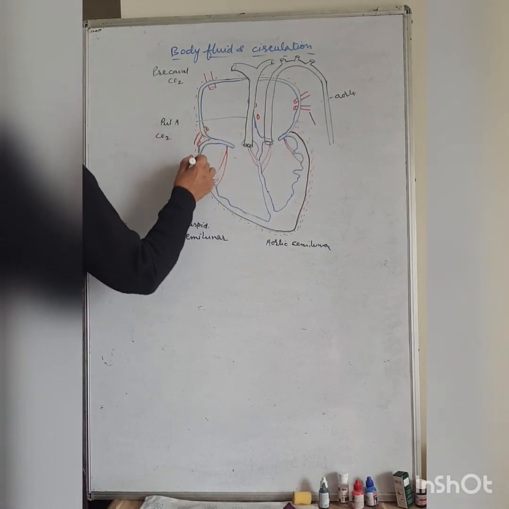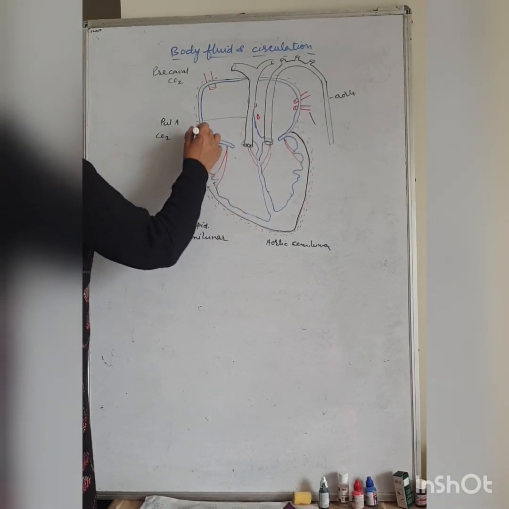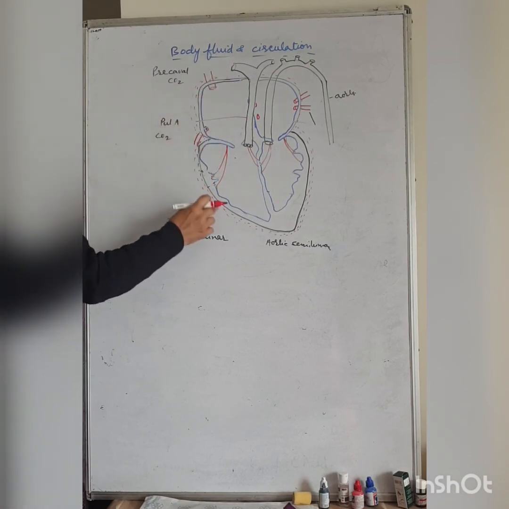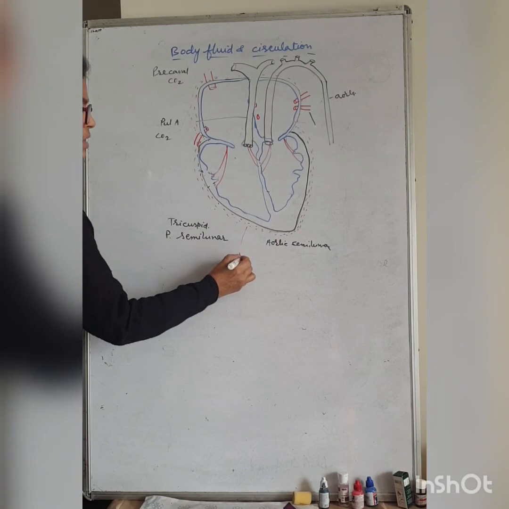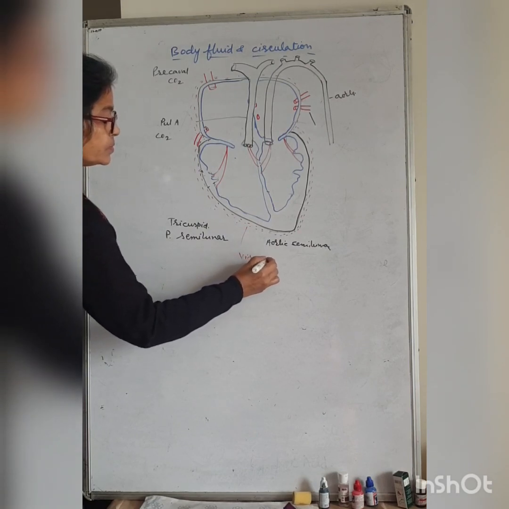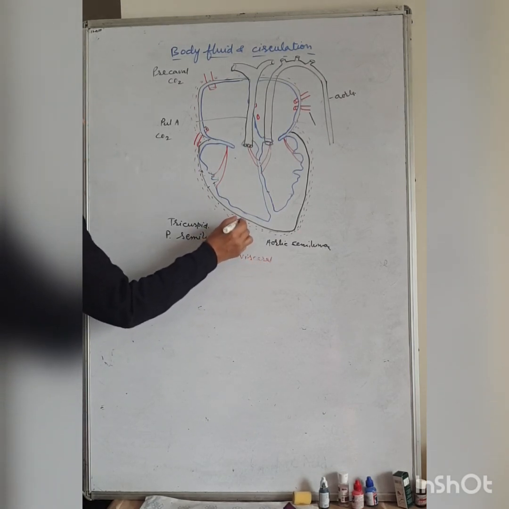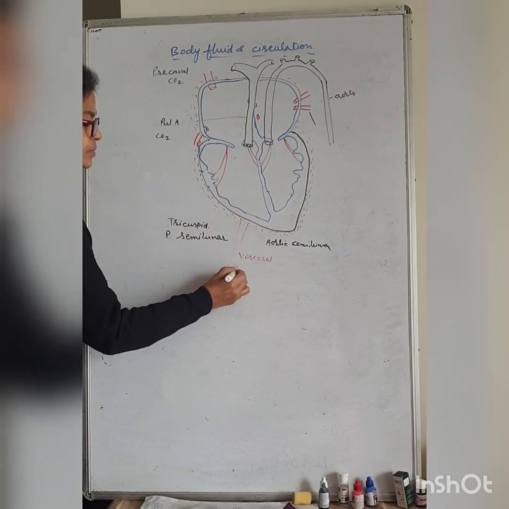The outer one is parietal and the inner one is visceral.